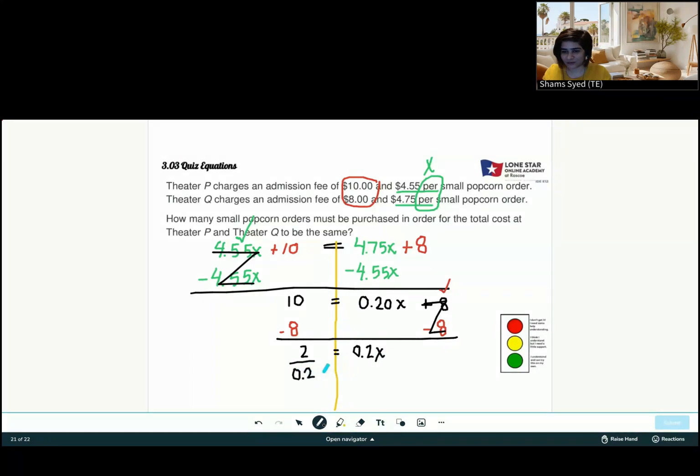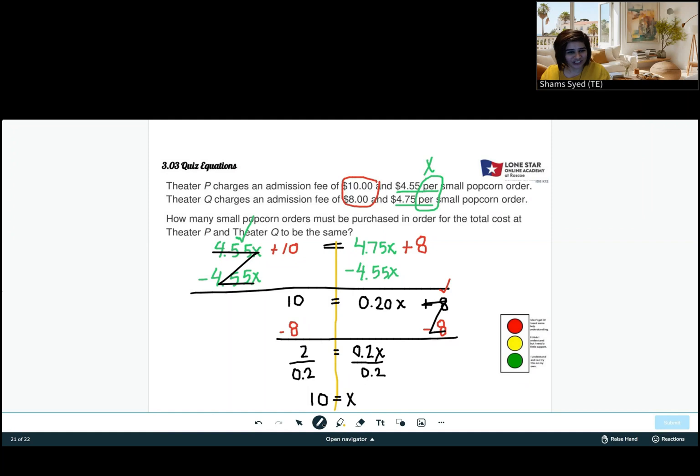In order to get x by itself, you should divide both sides by 0.2 or 0.20. Generate your answer. What did you guys get? I got an answer that is 10. 2 divided by 0.2 is 10. That is the value of x. That means they need to sell 10 of the small popcorns, theta P and theta Q, so that the cost is going to be equal. Jocelyn, very good, very good. There's quite a little bit of work, but absolutely we got to follow the steps so that we are very precise about our calculations and we generate some very precise answers.